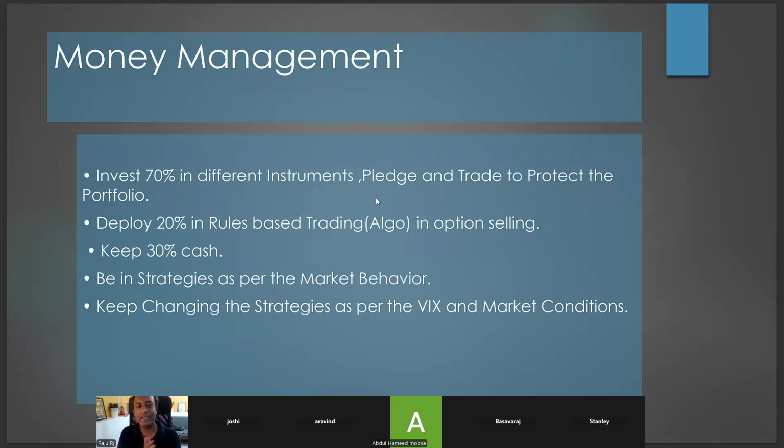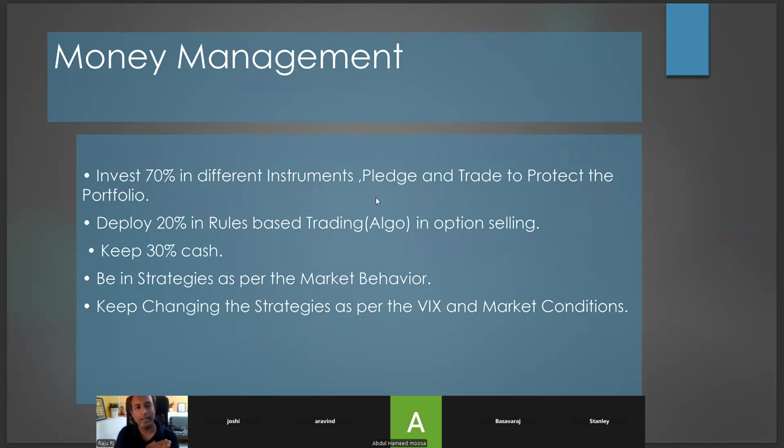So invest 70% in different instruments. You can pledge and trade to protect the portfolio. As I was telling from day one, always stay invested in the market. So you know now how to choose a stock, when to exit, when to hold it. You can use the swing trade technique with the 44 days moving average technique, whether to hold or sell the stock. Always be invested, stay invested.